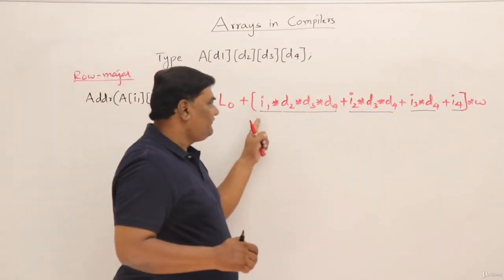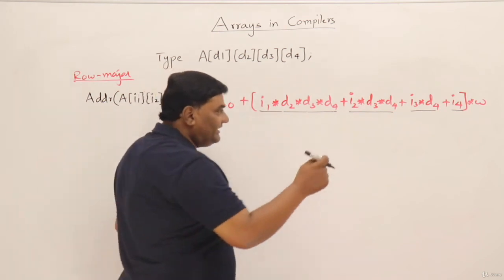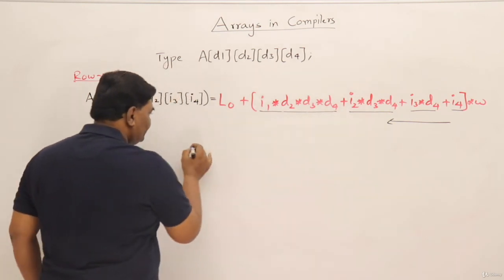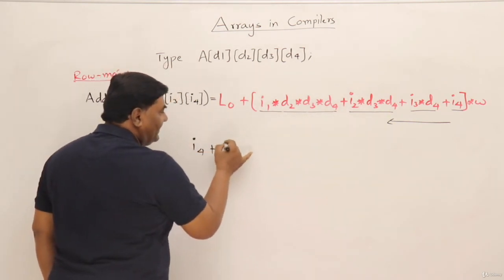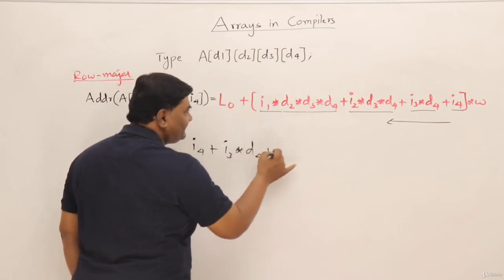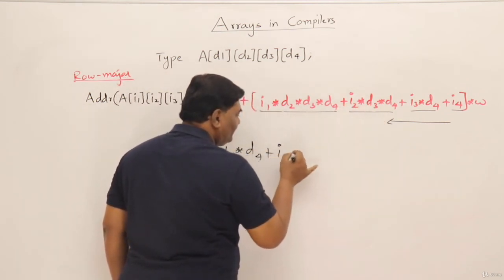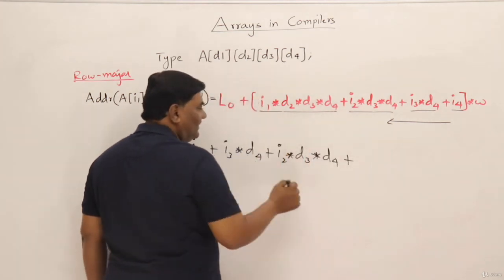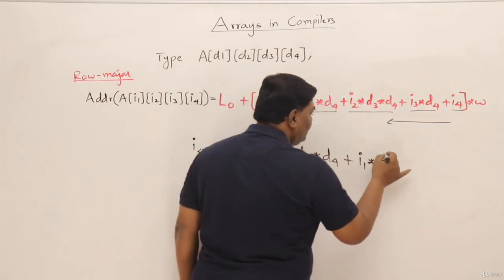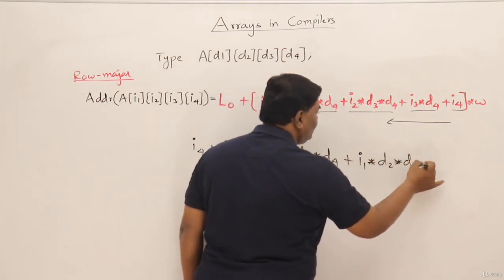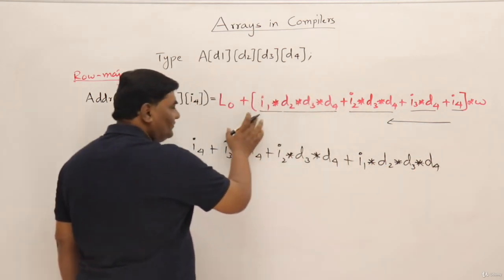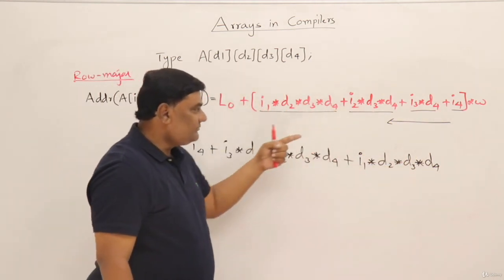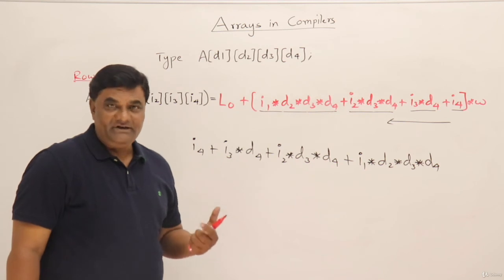I will take only the portion of the formula that is inside the brackets and I will write the formula from right towards left. This is the row major formula, I am just writing it in reverse. So this is I4 plus I3 into D4 plus I2 into D3 into D4 plus I1 into D2 into D3 into D4. So I have taken only the portion of the formula that is inside the brackets and I have written it from the last term onwards so that we can reduce the number of multiplications.